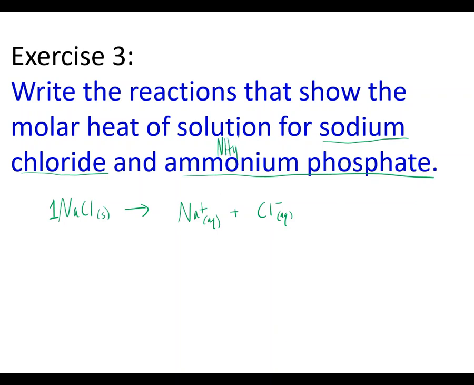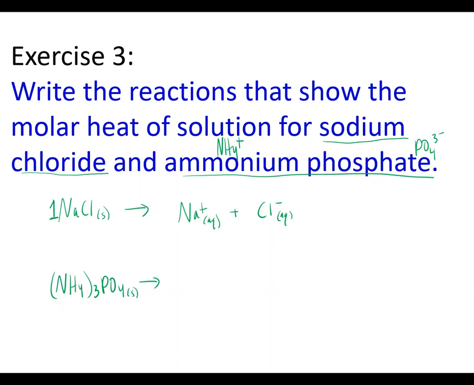NH4+, right? Definitely have to have the charge on it. It's a polyatomic ion. And phosphate, what's phosphate? Yes, it's PO4 3-, exactly right. So now we can write the correct formula because there's a positive 1 and a negative 3. That means we need 3 of these ammoniums to balance out the 1 phosphate. So we end up going (NH4)3PO4.